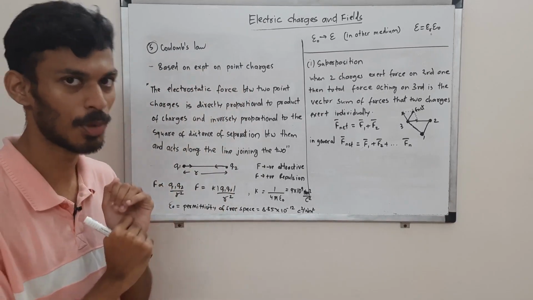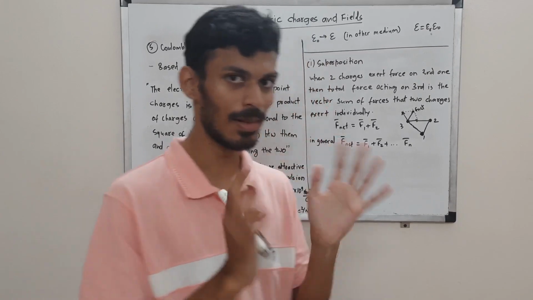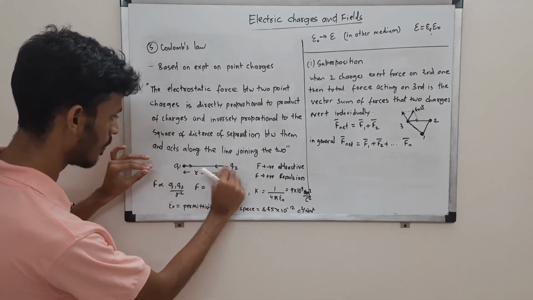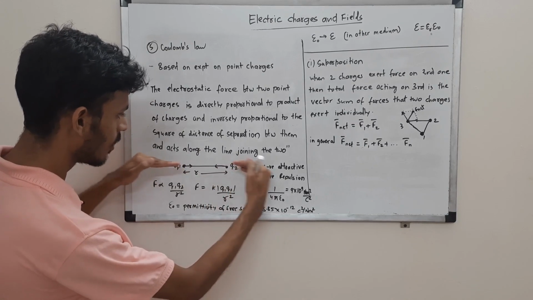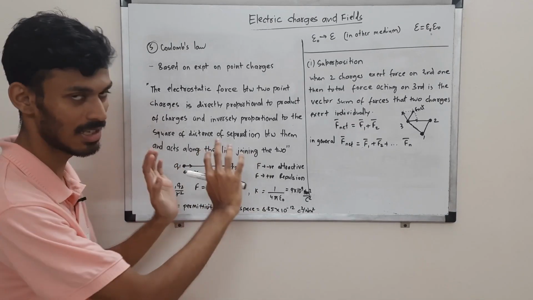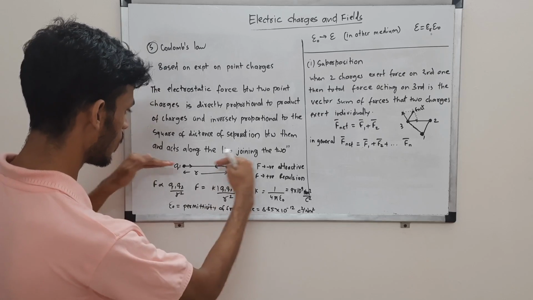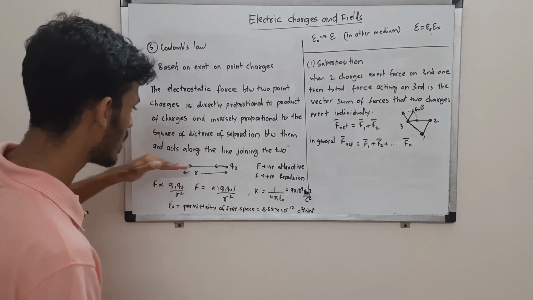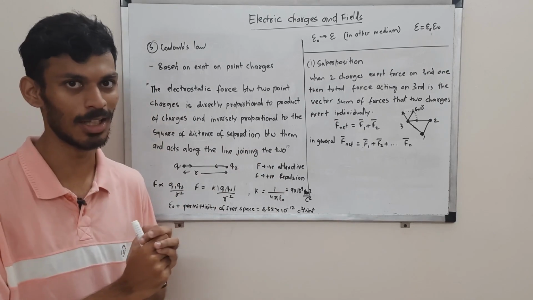Now one more important point to remember is that the force will be along the line joining the two. So Q1 and Q2, you can join them by a line, and you can see that the forces of attraction, in this case we have considered unlike charges, so they are attracting each other. So you can see that the force is along this line which is joining the charges Q1 and Q2.